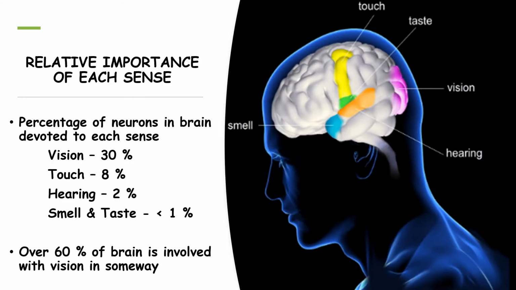Let us see the relative importance of each sense organ inside the body. The percentage of neurons in the brain devoted to each sense are: vision 30%, touch 8%, hearing 2%, smell and taste less than 1%. Over 60% of the brain is involved with vision in some way or the other.